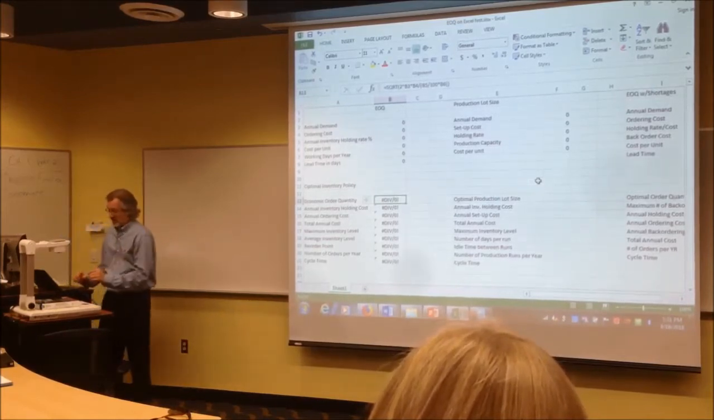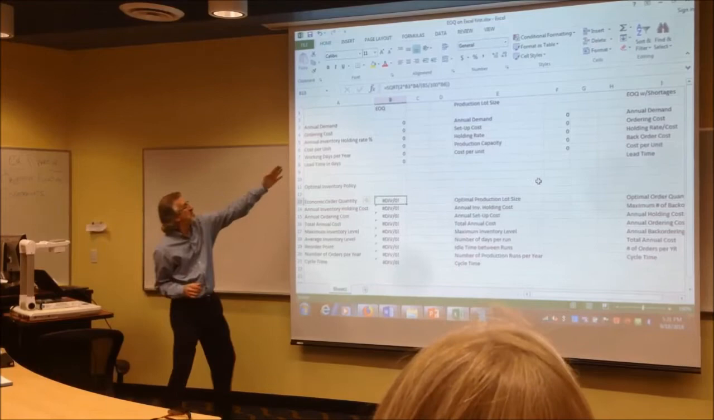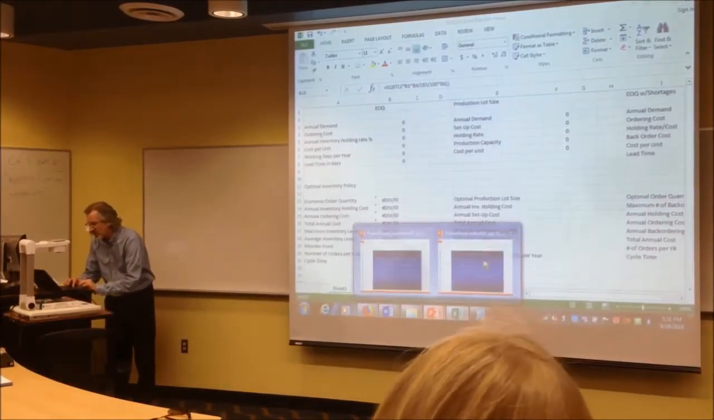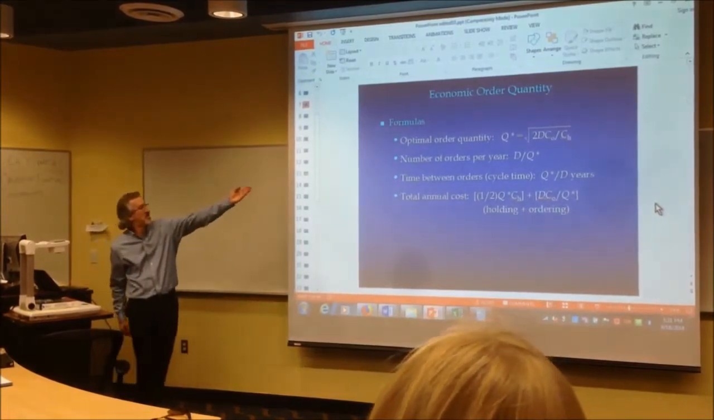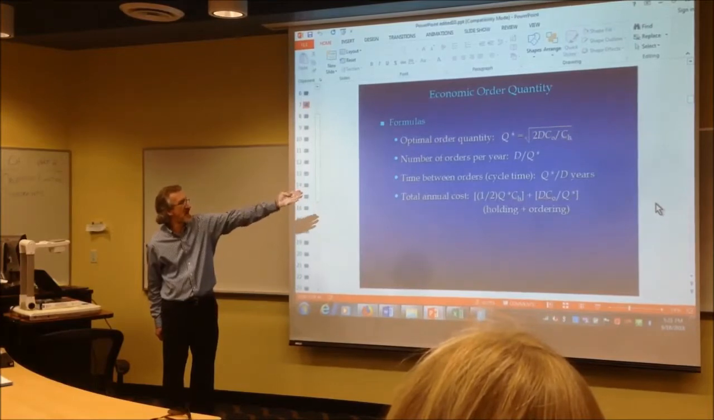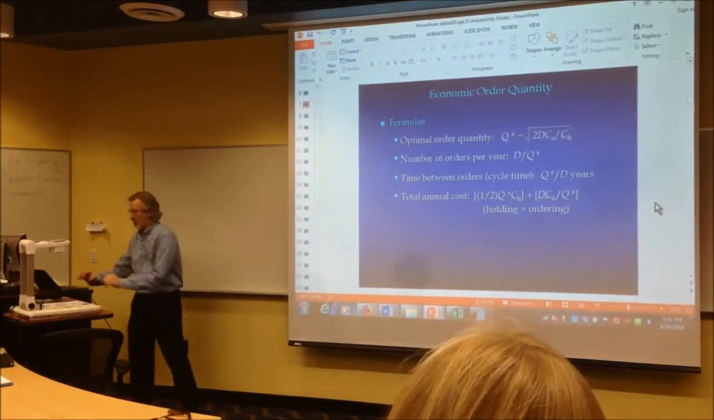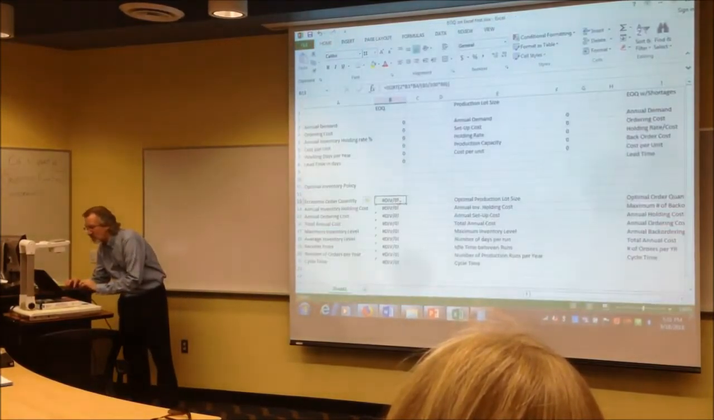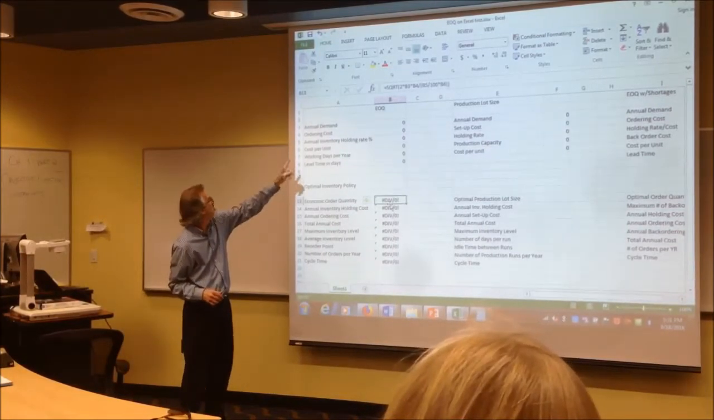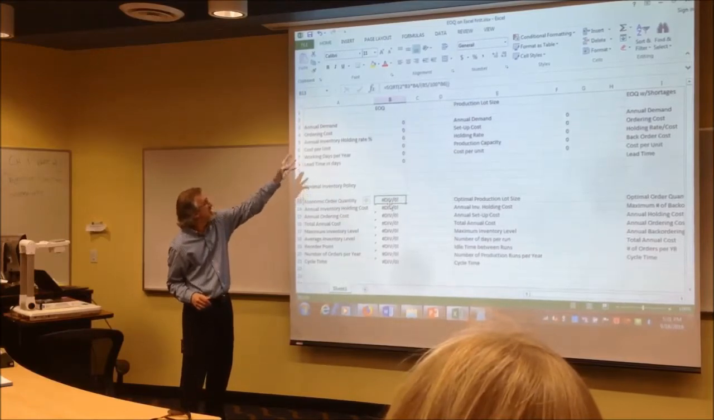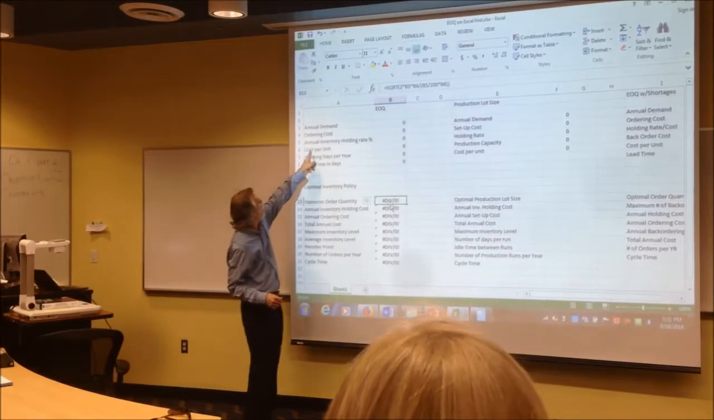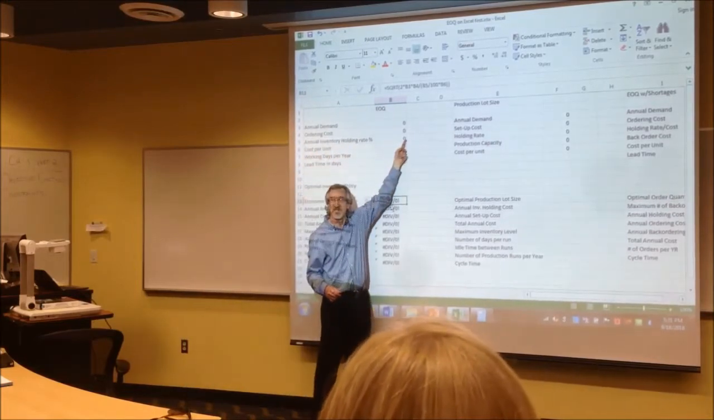But meanwhile, let me show you how I did this. I used cell locations. So I just had the PowerPoint open, and I went to the formula, and I said, okay, I want to do optimal quantity, 2 times D, annual demand, times C sub O, which is ordering costs. So I do the cell locations, equals square root, parenthesis, 2 times B3, which is your annual demand, times B4, your ordering cost, divided by B5, which is your annual holding rate as a percent.